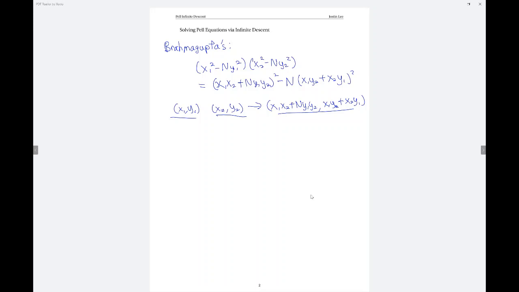Let's say now instead we have x1, y1 satisfies x1 squared minus n y1 squared equals k, and now we want to generate another solution to the same Pell equation where something squared minus n times something squared still equals the same constant k. To use Brahmagupta's in order to get k on the right hand side, we'll need the second term to equal 1. So to generate an infinite number of solutions, we'll need x2 squared minus n times y2 squared equals 1. Then if you apply the same x1 x2 plus n y1 y2, x1 y2 plus x2 y1, we'll get another solution to x squared minus n y squared equals k.